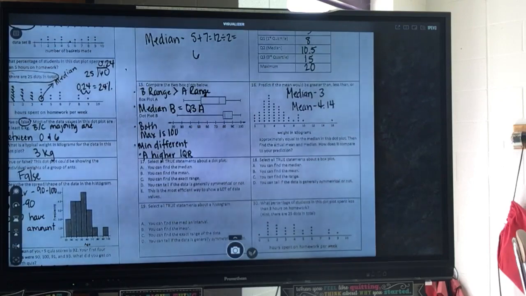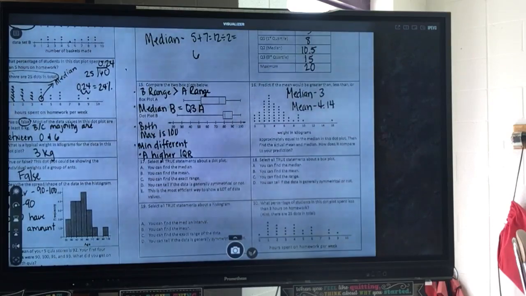Did anybody see the outlier? So if you saw the outlier, you should have known that your mean is going to be what? It's gonna be bigger. So that's kind of what this question was asking you to look at, to find that outlier. So knowing that you have that outlier, you should know that your mean is more than likely going to be bigger than your median.